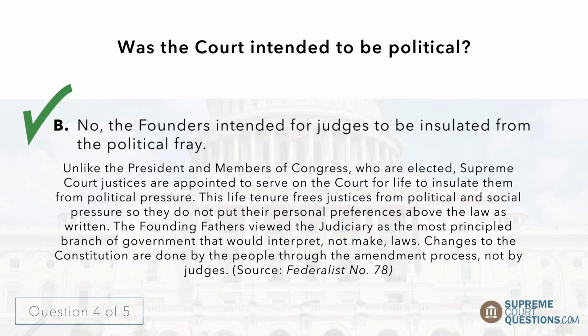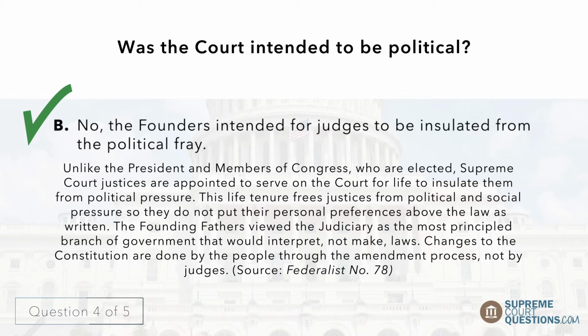Unlike the President and members of Congress who are elected, Supreme Court justices are appointed to serve on the court for life to insulate them from political pressure. This life tenure frees justices from political and social pressure so they do not put their personal preferences above the law as written. The Founding Fathers viewed the judiciary as the most principled branch of government that would interpret, not make, laws. Changes to the Constitution are done by the people through the amendment process, not by judges.